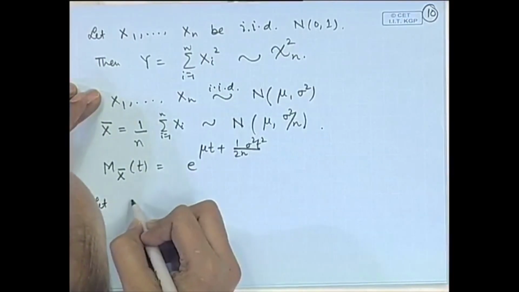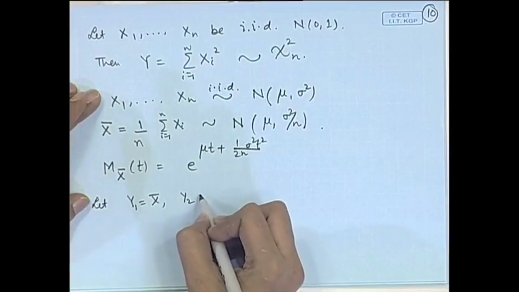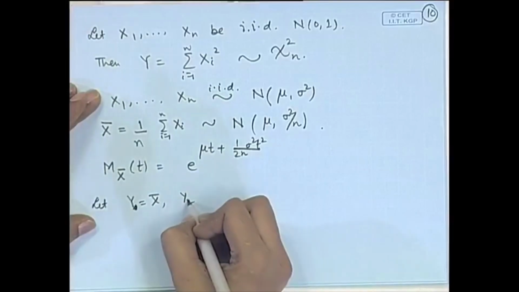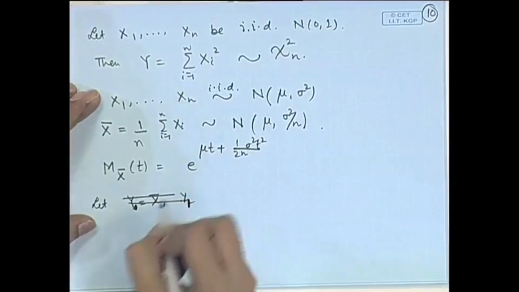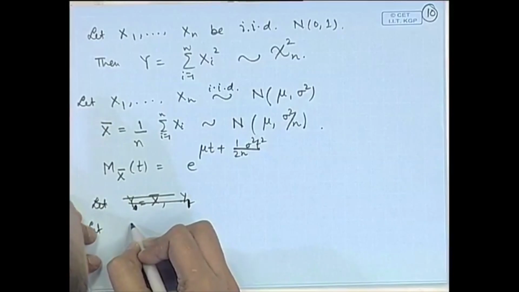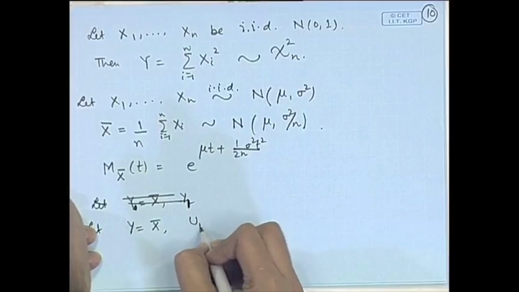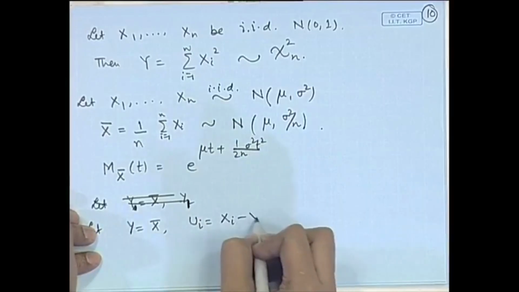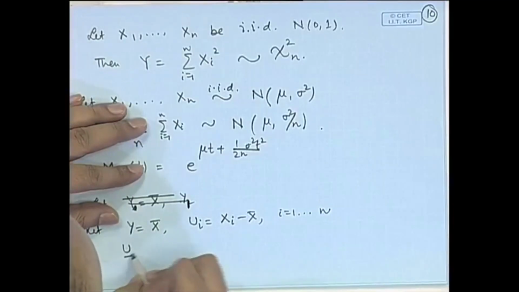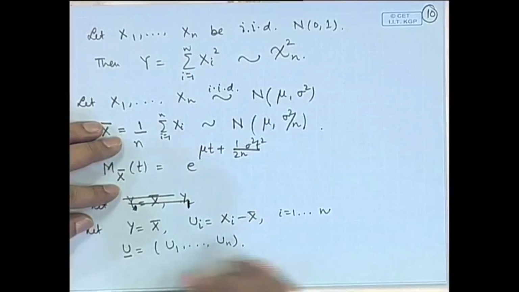Let us put say y is equal to x bar, and say u i is equal to x i minus x bar for i is equal to 1 to n. Let us use the vector notation u for u 1, u 2, u n. Then we have the following theorem.